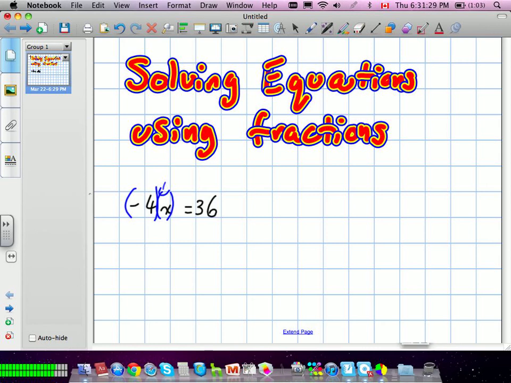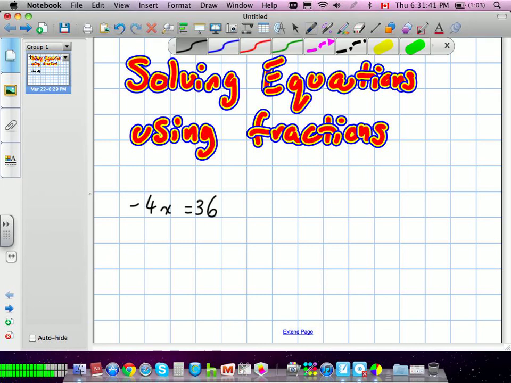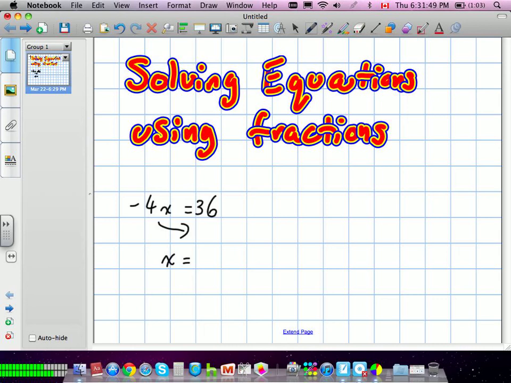How does it do that? Because it's multiplication, when we move it to the other side, what does it become? Division. Yeah, that's right. So we do the opposite of what's there. When we move that to the other side, it becomes x is equal to 36 divided by negative 4. When we bring up the calculator, what is 36 divided by negative 4? Negative 9.